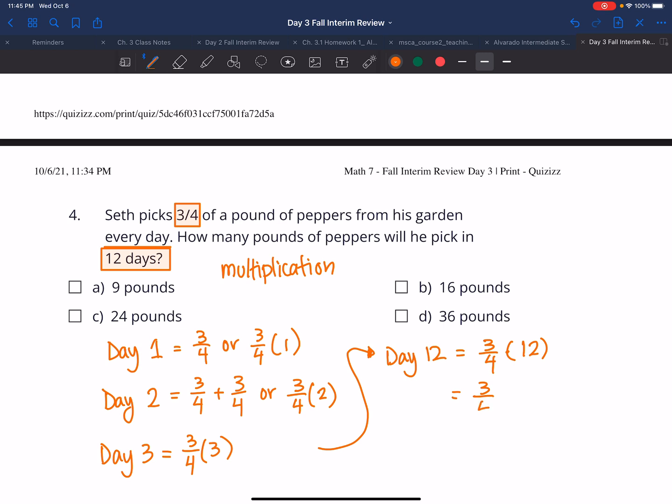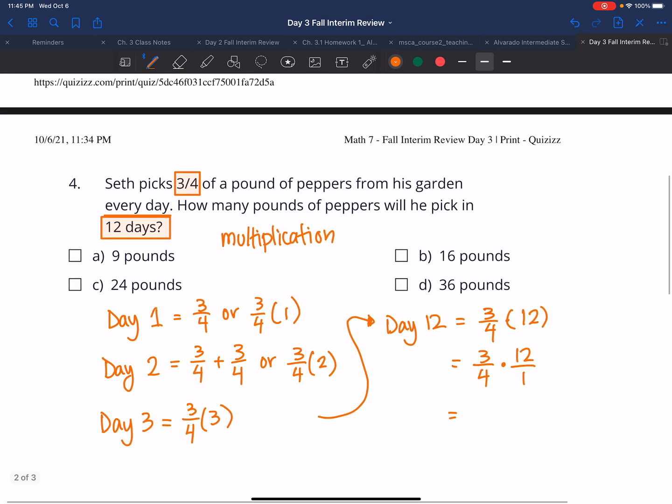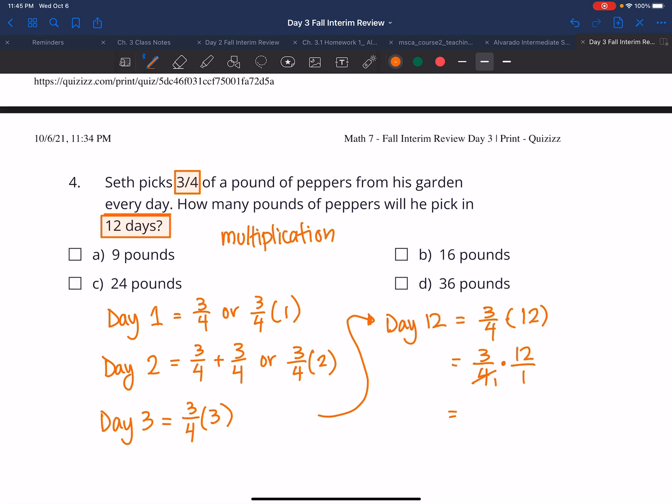So if I were to rewrite it, 12 is a whole number, so you put 12 over 1. And then if you remember cross-canceling, 4 divided by 4, that's 1. 12 divided by 4 is 3. 3 times 3 is 9. My answer is 9. Not 9 days. 9 pounds, right, in 12 days.